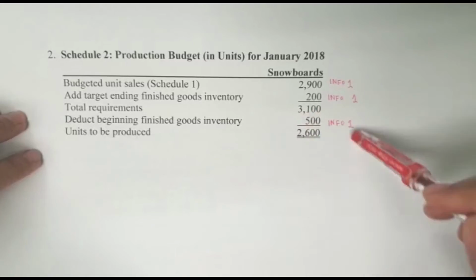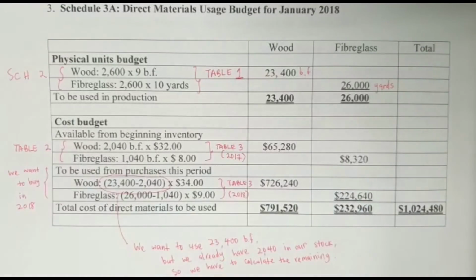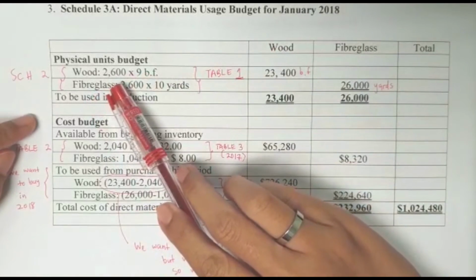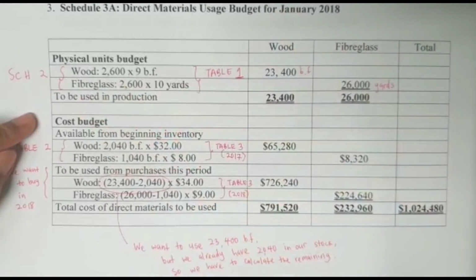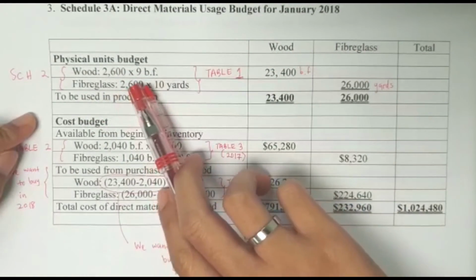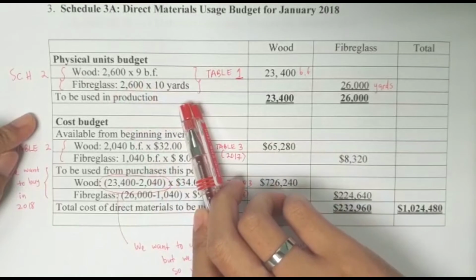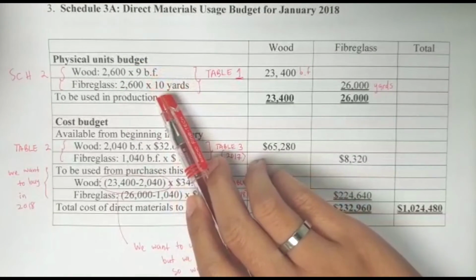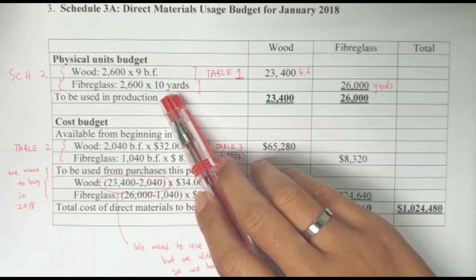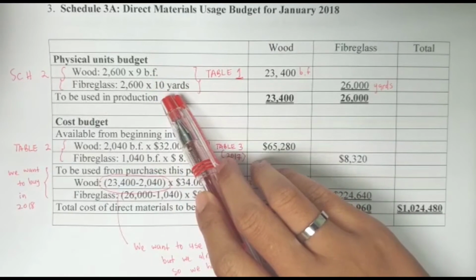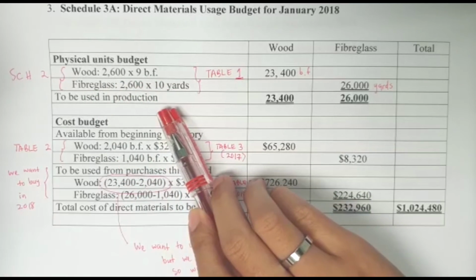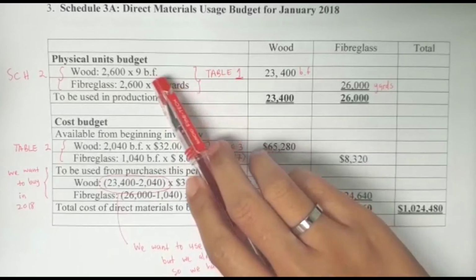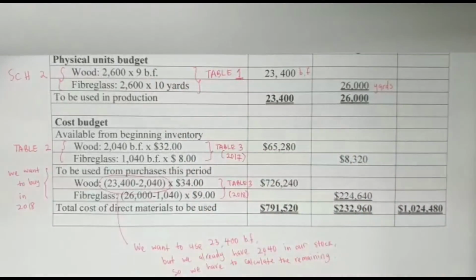So based on this amount, what will be our needs for production? That's why here you can see that wood is 2,600 and fiberglass also 2,600, based on the units of production, times 9 board feet and times 10 yards, because this is the quantity needed to prepare the snowboard. For each snowboard they need 9 board feet of wood and 10 yards of fiberglass, and this information, 9 and 10, is given in Table 1.